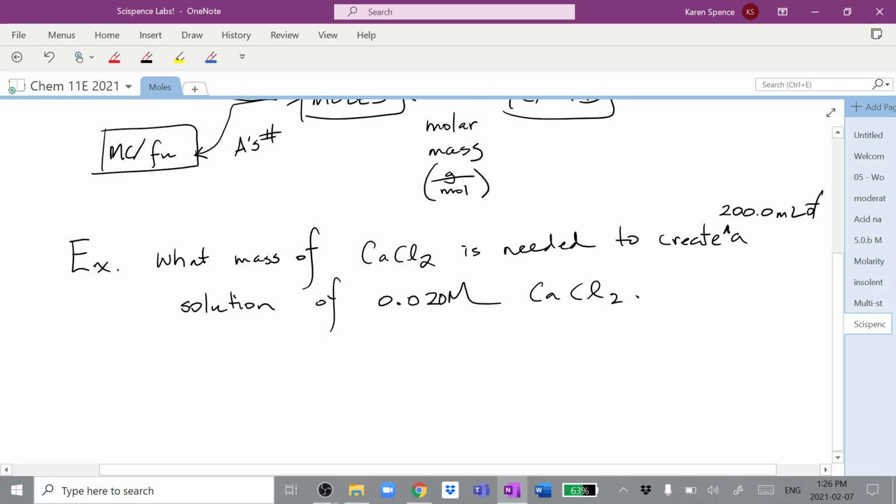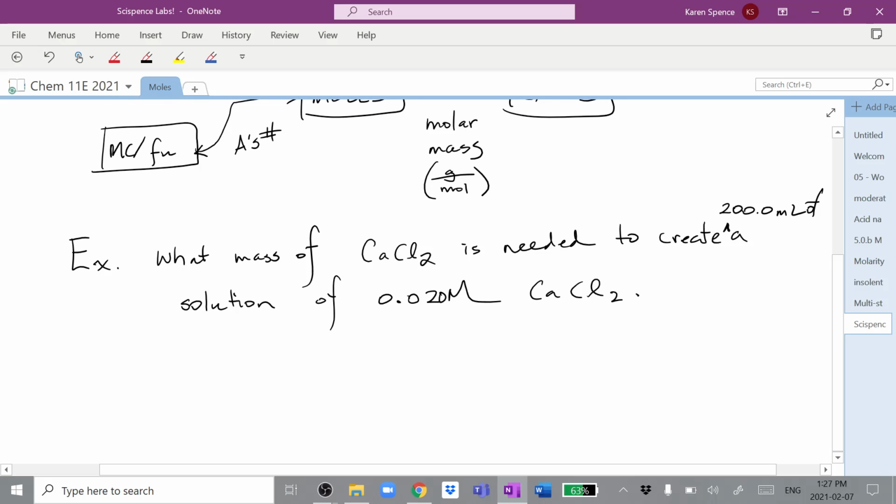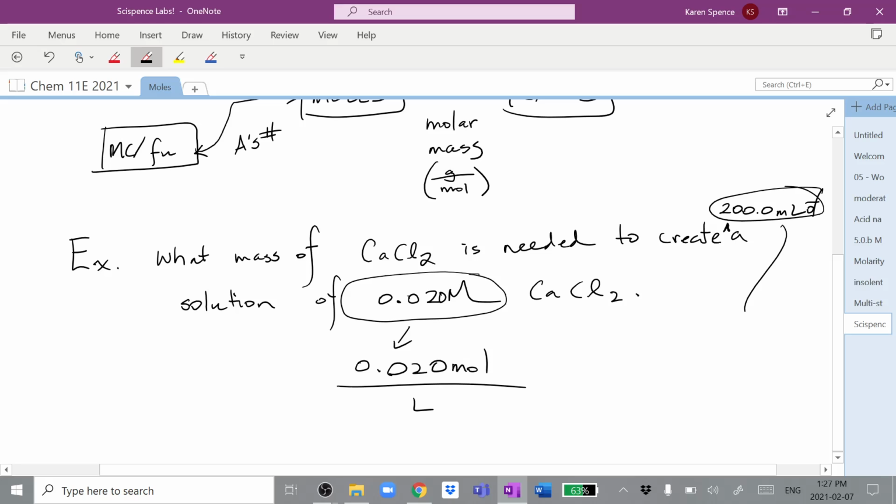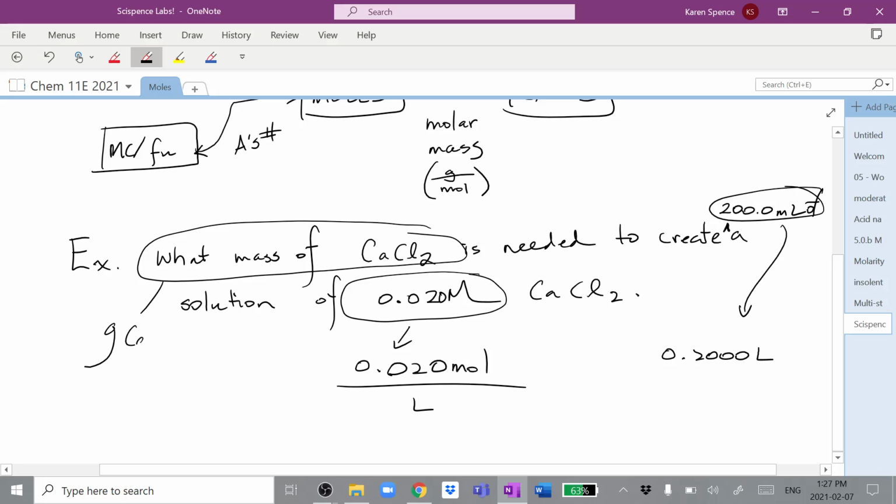All right. So what do we know here? We know we have 0.020 molar, and what should you do with that? You should rewrite it as 0.020 moles per liter. Super duper. And we know that we have 200 milliliters of a solution, and we know we should rewrite that as 0.2000 liters. And our unknown is the mass, so that's the grams of CaCl2.